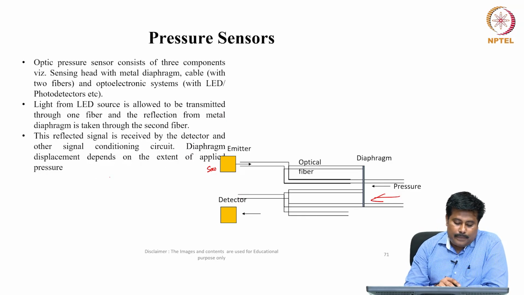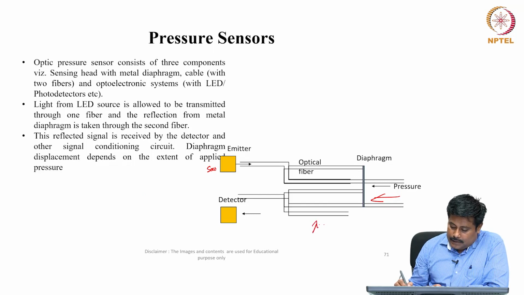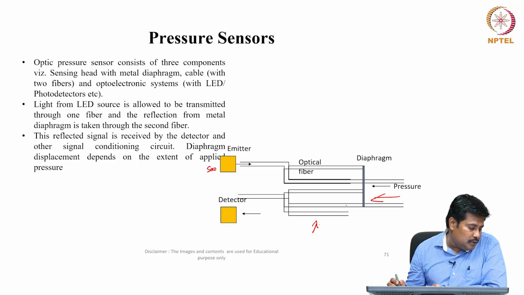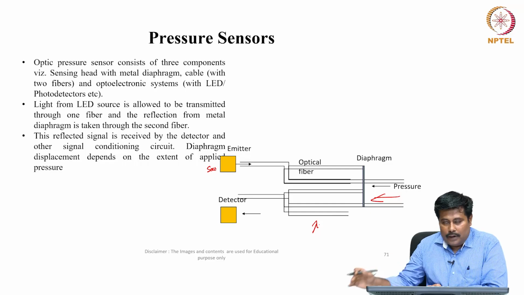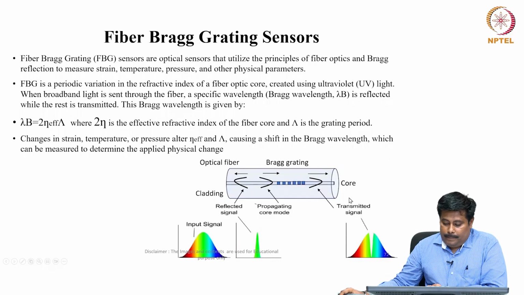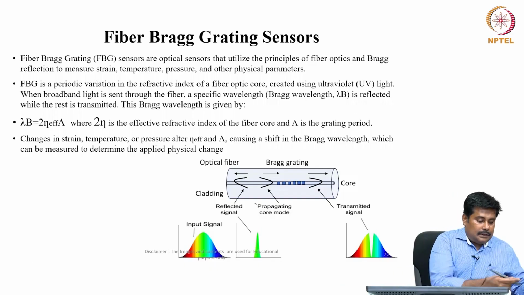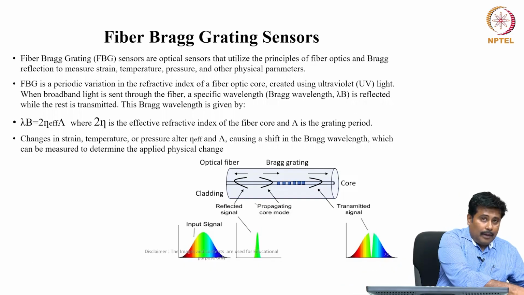The diaphragm displacement depends upon the extent of the applied pressure. The interesting part is that such systems are highly compact and completely free from electromagnetic interference, and most important, these are reliable systems which can be used for continuous monitoring. This is a highly sensitive fiber based system.